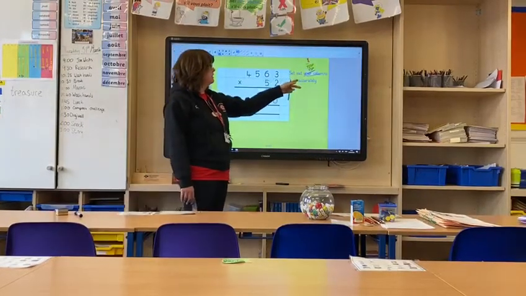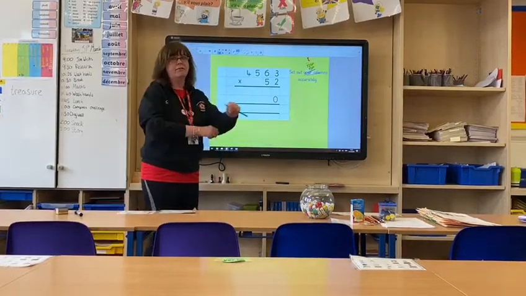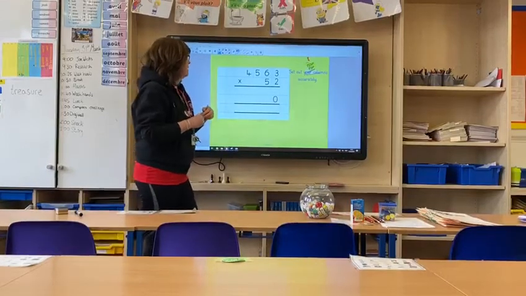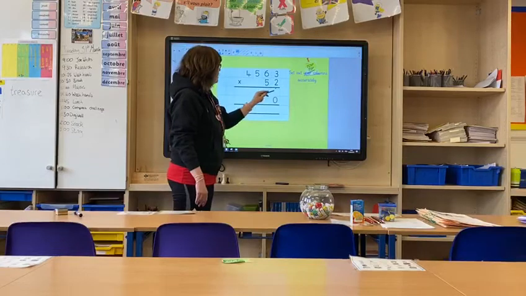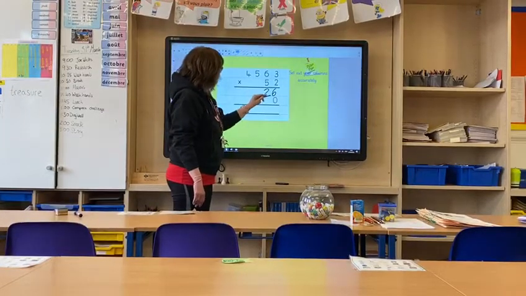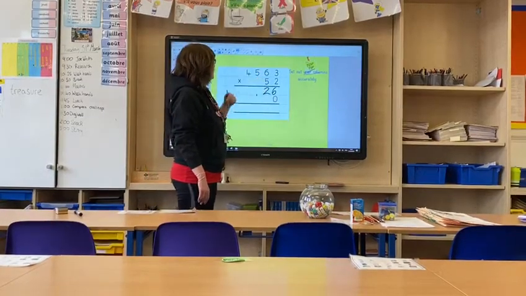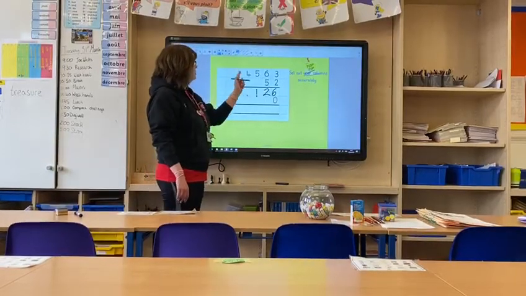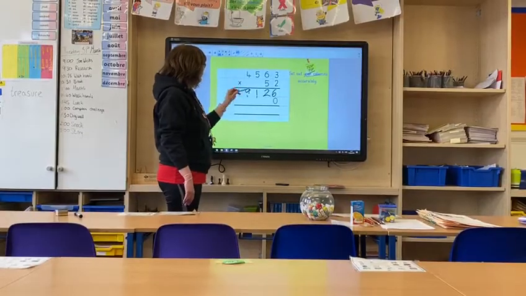Let me show you one more. As you're going to have your chance in a moment, I've put a top tip there. Remember to set out your columns accurately. Otherwise, your multiplications will be incorrect. Again, I'm going to start with my ones. 2 times 3 is 6. 2 times 6 is 12. Remembering to put that down on the doorstep, ready to add in. 2 times 5 is 10, plus 1 is 11. 2 multiplied by 4 is 8, plus 1 is 9.